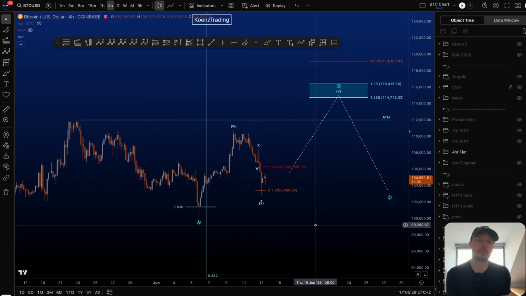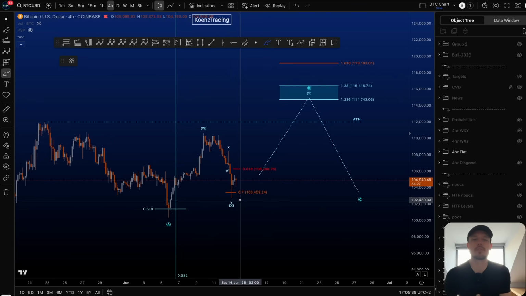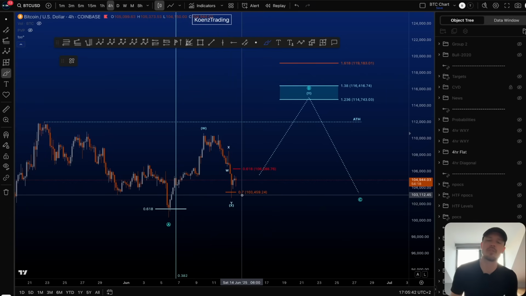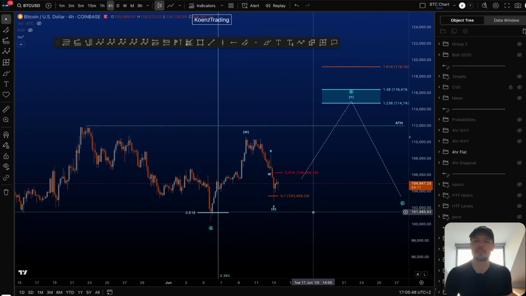It's just not preferred because it's very deep for a wave X, and a double zigzag is generally a sharp corrective structure, not a sideways corrective structure. So therefore, preferably your wave X ends somewhere between a golden pocket and a 382. The 0.7, if it's touched, yeah, it does decrease probabilities. It's not an invalidation, so I still have it on my chart.